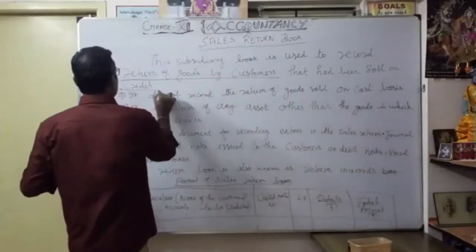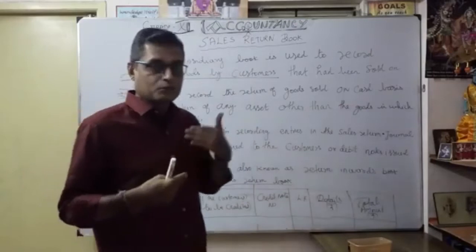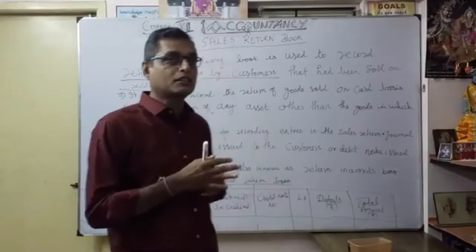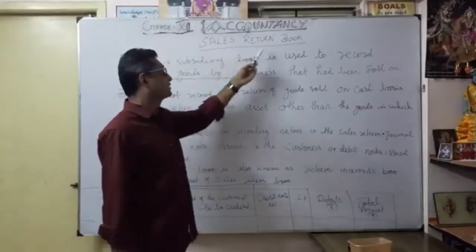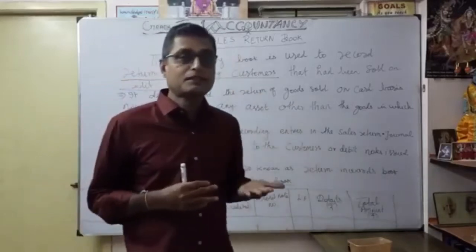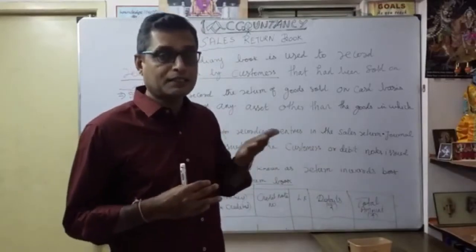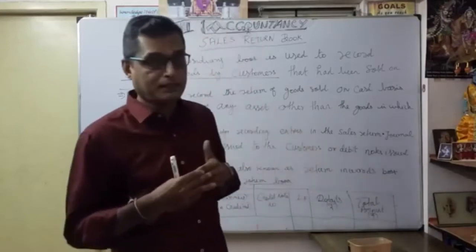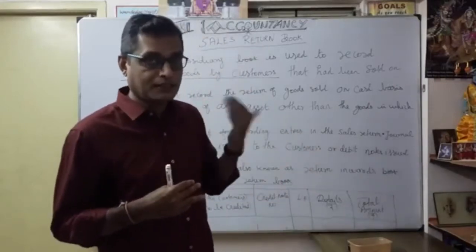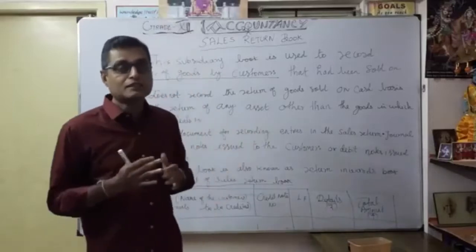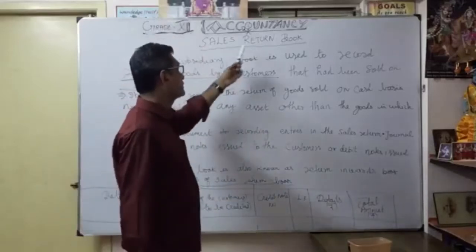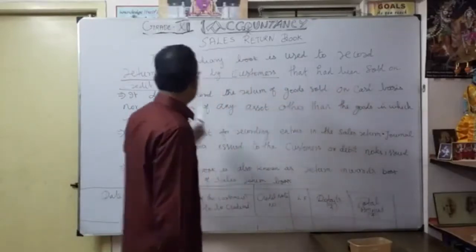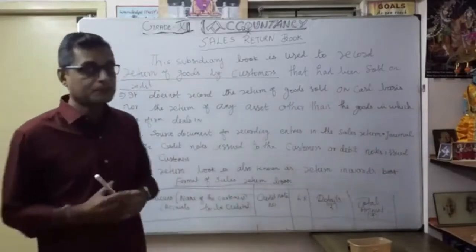So that had been sold on credit. That's very important. Only the goods sold on credit, when returned back to us, are going to be recorded in the sales return book. Have you understood? Similarly, we recorded in the purchase return book only the credit purchases returned to the supplier. In the same manner, what you have sold to the customer, which later they return back to us, those details are recorded in the sales return book. That's why here also it is very important that the goods had been sold on credit basis.